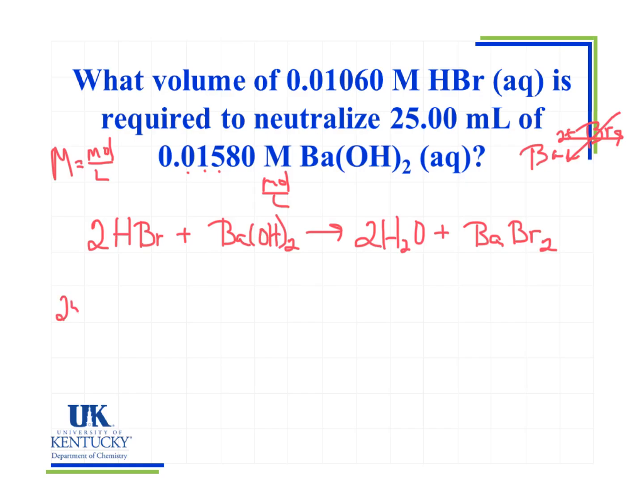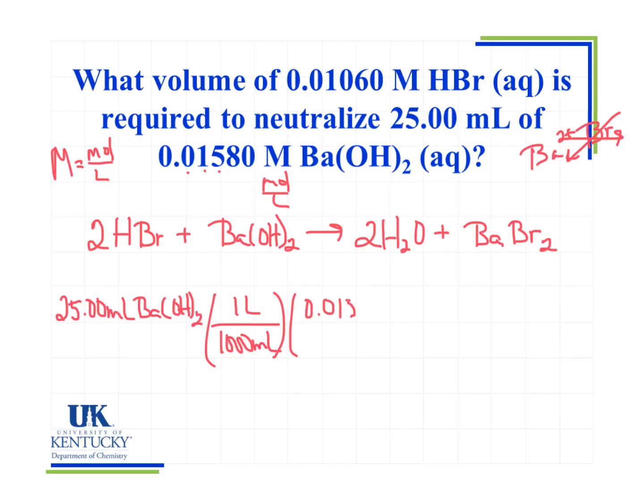So I start with my 25 milliliters of BaOH2, and I'm going to convert that to liters, so 1,000 milliliters in 1 liter. Now I'm going to use my molarity of BaOH2, and I'm going to rewrite the units as I put this into my equation as moles of BaOH2 per liter. So now what I see is that if I start canceling, my milliliters cancel with milliliters, liters cancel with liters. At this point I'm left with moles of barium hydroxide.